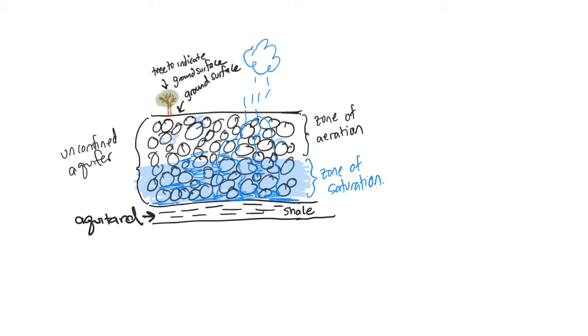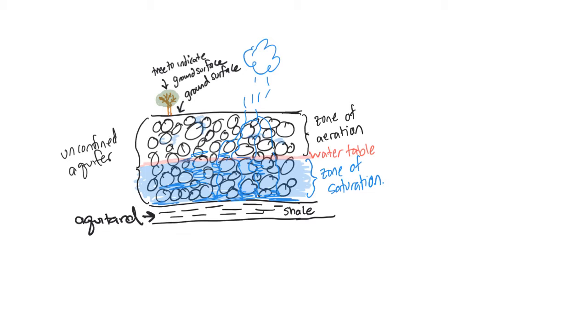And then we have the boundary between the zone of aeration and the zone of saturation. The boundary between those two zones is called the water table. So this is the water table, which is really just the top of the zone of saturation, or again, you could refer to it as the boundary or the border between the zones of aeration and saturation.